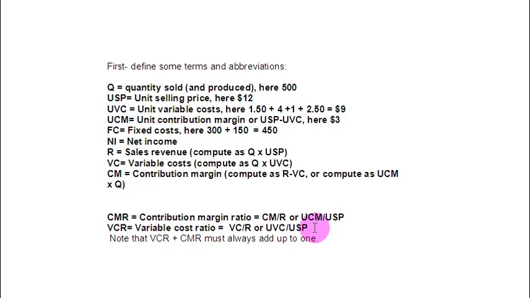VCR stands for variable cost ratio. It's variable cost as a percentage of sales revenue. So variable cost divided by revenue, or per unit variable cost divided by per unit selling price. Because of the way we've defined these terms, the contribution margin ratio and the variable cost ratio must always add up to 1. If 30% of your sales revenue is contribution margin, then 70% of your sales revenue must be variable costs. It works that way.